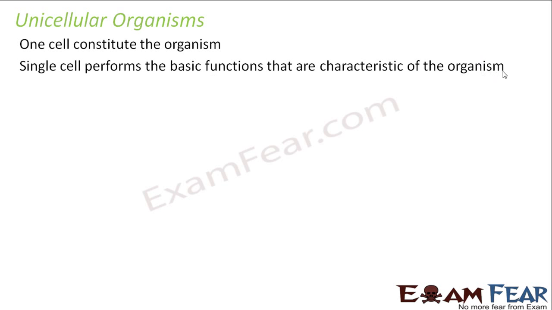That means in this case you don't have many cells. You don't have some cells to perform digestion, some cells for ingestion, some cells for egestion. You don't have that many cells, you just have one cell. That single cell will perform all the basic functions required for the organism to survive. You must be wondering, what kind of organism is it which has just one cell? So let us look at some examples of unicellular organisms.